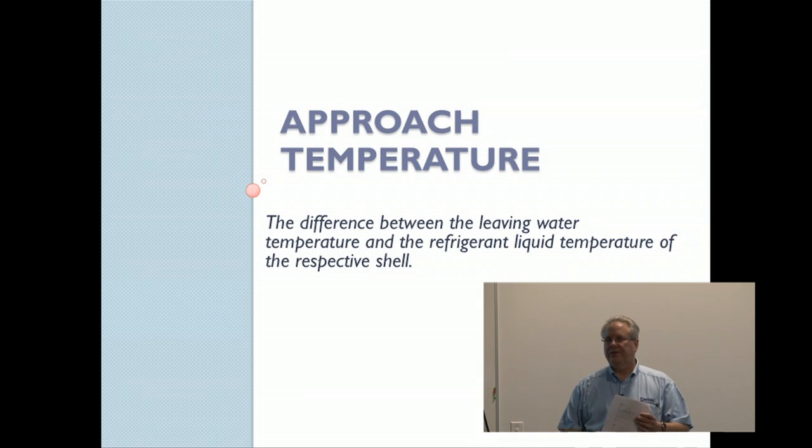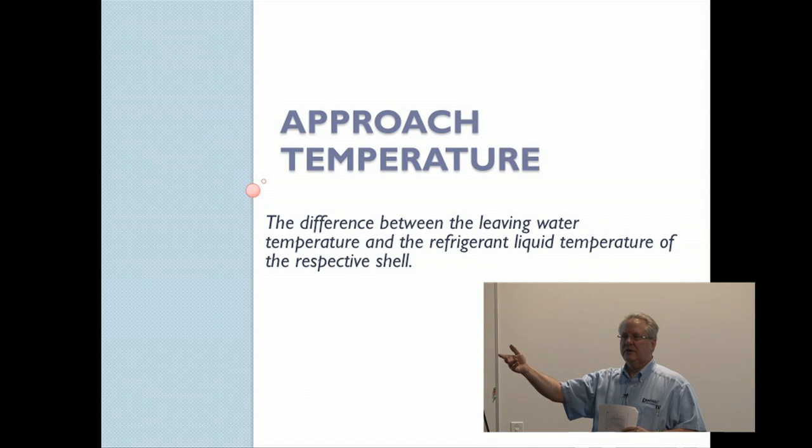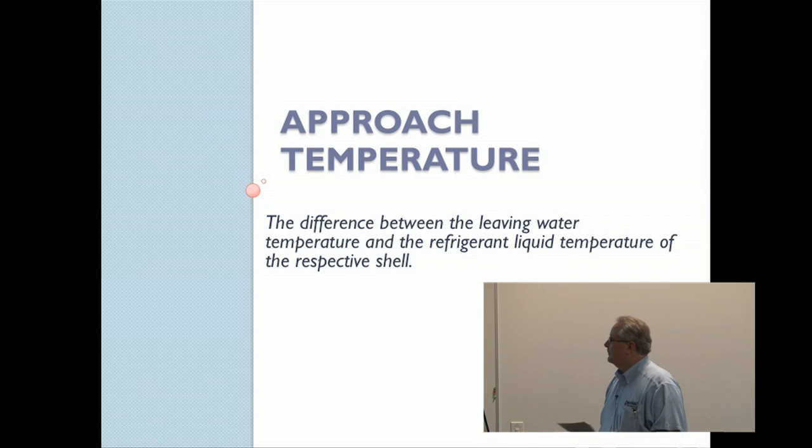So let's start talking about some of the things that you're logging and what they're telling you. First of all, I want to talk about definitions. The first definition, and it's one of the most important ones, is approach temperature. Approach temperature is a difference. I'm just going to talk condenser here. It's the difference between the leaving water temperature in the condenser and the temperature of the refrigerant in the condenser. I've got a picture that will help put this into perspective in a little bit. But again, it is the difference between the leaving water temperature and the refrigerant liquid temperature of that condenser or evaporator.